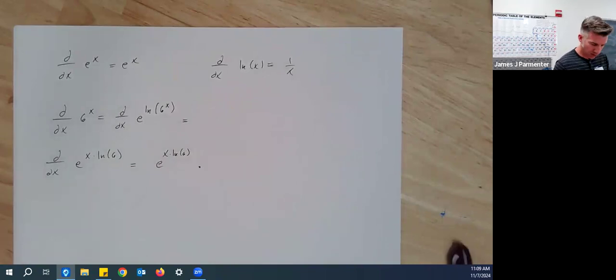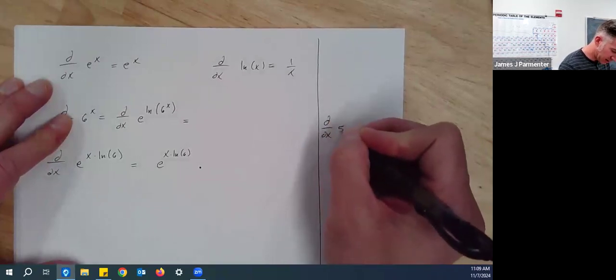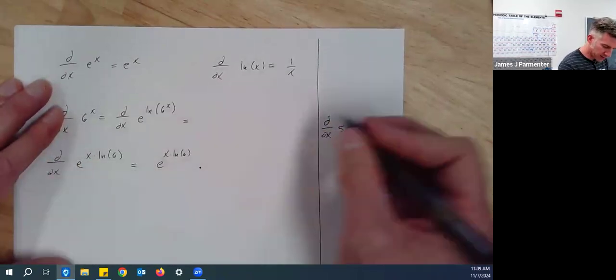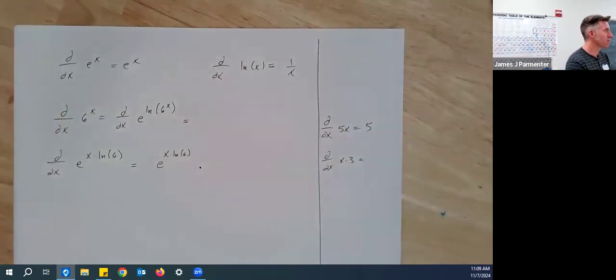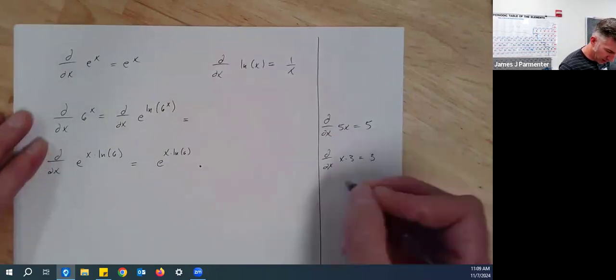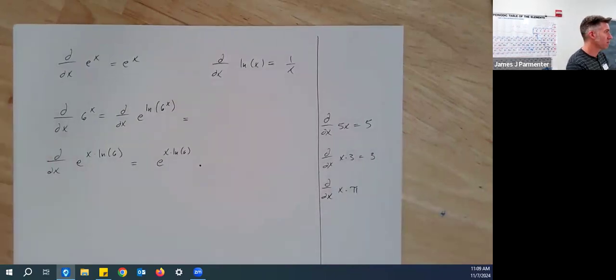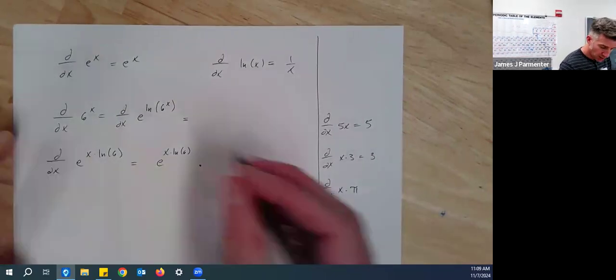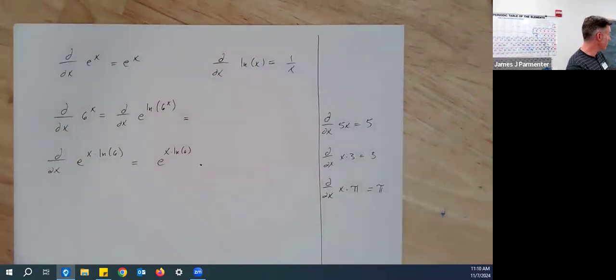Good question. Better question. What's the derivative of 5x? Right. What's the derivative of x times 3? Right. Even though I wrote it in an atypical way, it doesn't matter if you have x times 3 or 3 times x, it's still the same thing and it still has the same derivative. Okay, one more to make it weird. What's the derivative of x times pi? Pi.